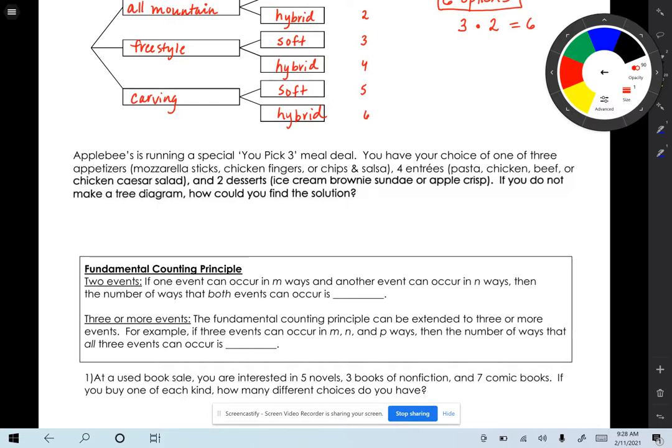Applebee's is running a special You Pick 3 meal deal. You have your choice of one of 3 appetizers, so mozzarella sticks, chicken fingers, or chips and salsa, 4 entrees, pasta, chicken, beef, or chicken Caesar salad, and 2 desserts, ice cream brownie sundae or apple crisp. If you do not make a tree diagram, how could you find the solution? So we have one of 3 appetizers, one of 4 entrees, and one of 2 desserts. So that is a total of 24 options.